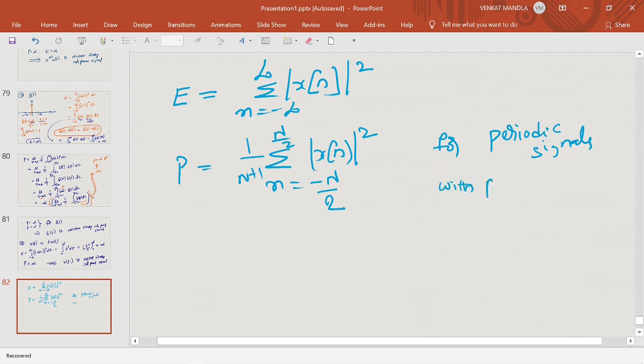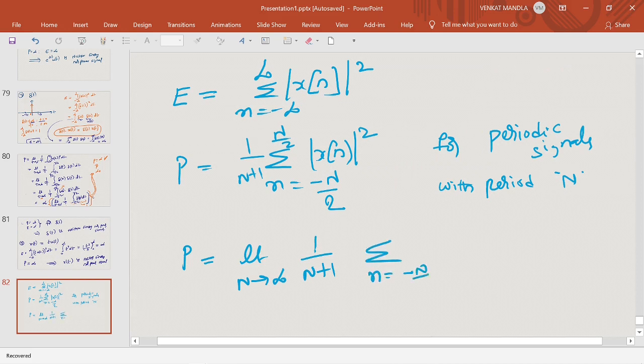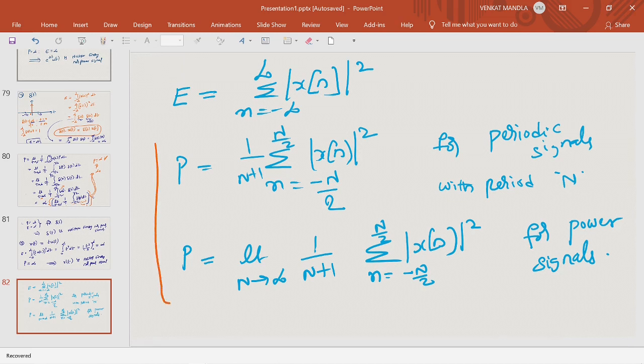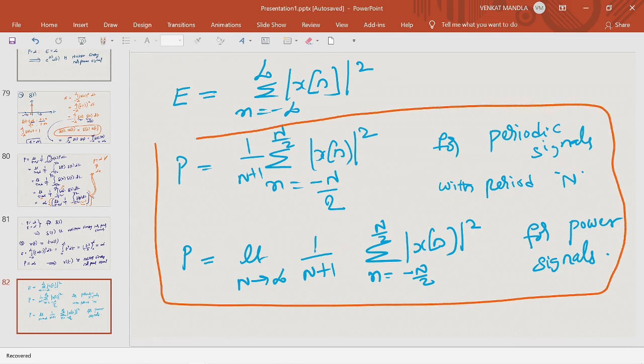With period capital N, or P equal to limit N tends to infinity 1 by N plus 1 sigma n equal to minus N by 2 to plus N by 2, x of n whole square, for power signals, not periodic signals. For power signals, these two formulae are correct. So the first is for periodic signals, where N is the period of the signal.